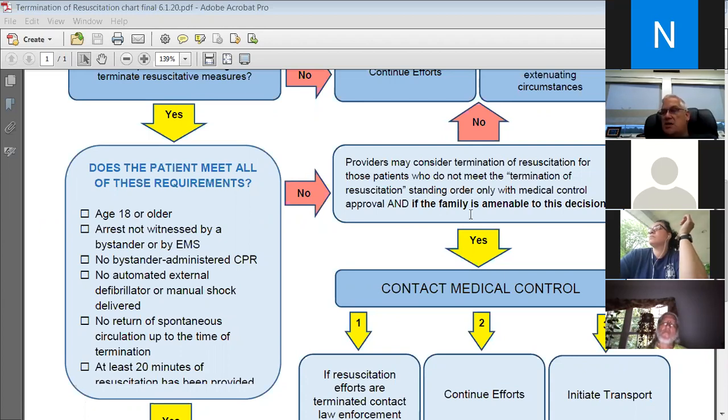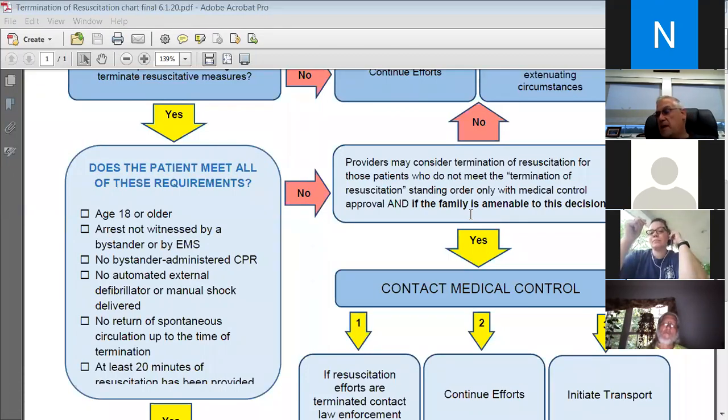So what that means is that, in that situation that I gave where there was bystander CPR, you work them for 20 minutes, it's not going anywhere. You say to the family, look, he hasn't been breathing for 20 minutes. He probably has irreparable brain damage. What do you want us to do? Do you want us to continue trying, or do you want us to stop it now and let him be? And if they say, no, we don't want him to be alive but brain dead in a nursing home, then you would call medical control and say, we were working a patient for 20 minutes. It's not going anywhere. The family is fine with withholding resuscitation.